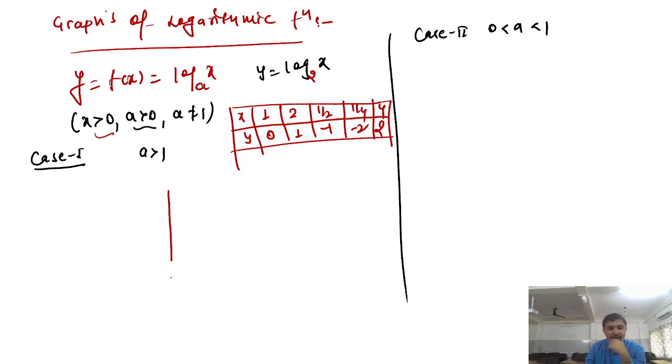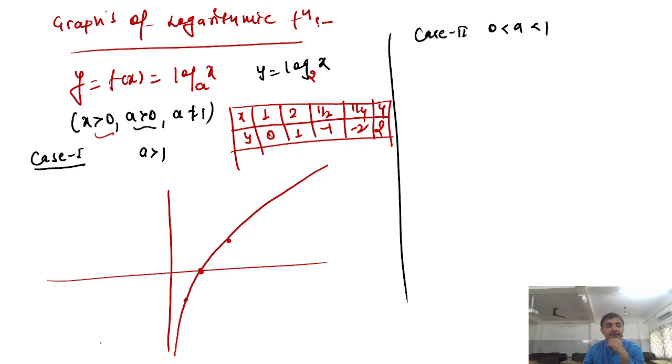All such points, let's say we are plotting and joining. At x equal to 1, y value is 0. At x equal to 2, y value is 1. At x equal to 1 by 2, y value is minus 1. All such points, if I'm joining, parallel to the y-axis and so on. So this is the graph of y is equal to log x base a when a is greater than 1, right? We are able to draw the graph for the positive x-axis only. Why so? Because clearly x must be greater than 0, otherwise this function is not defined.